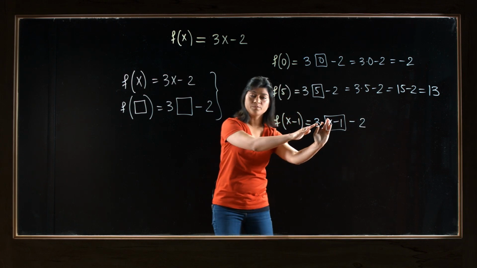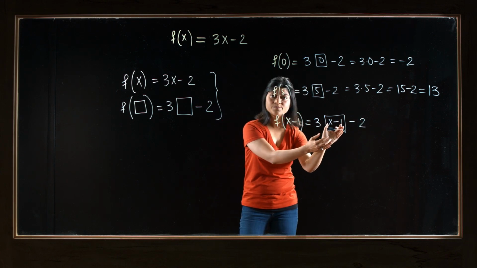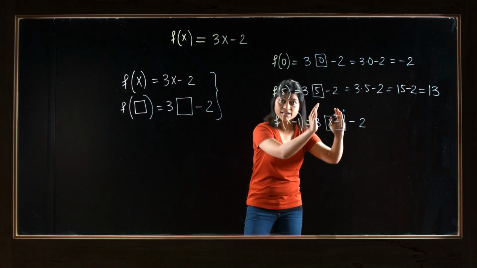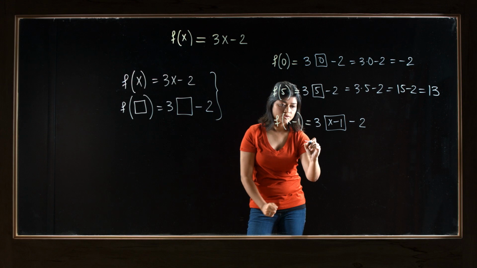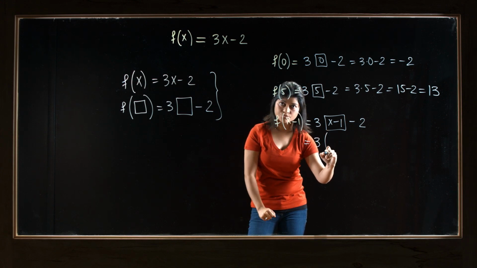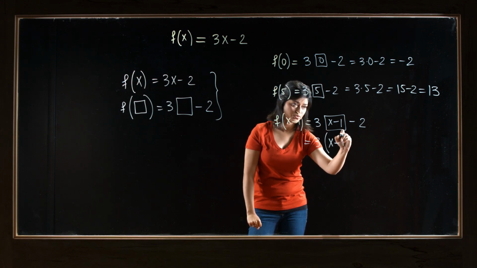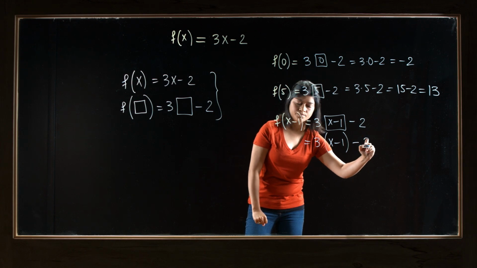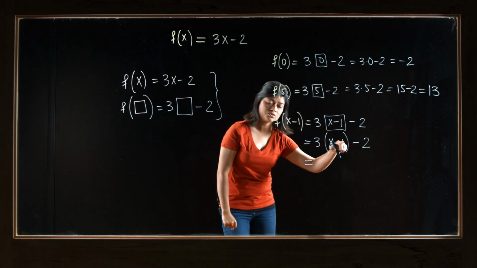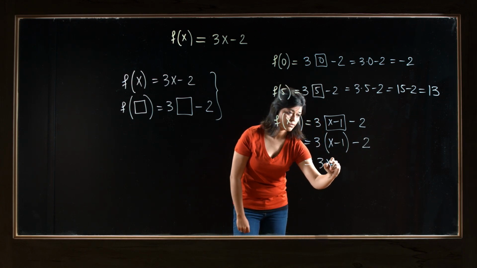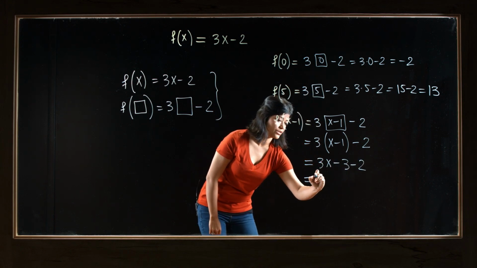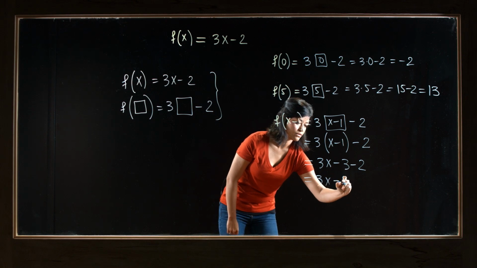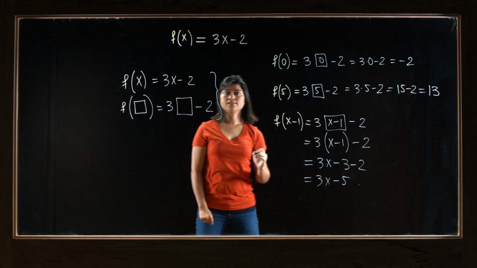Now this is where you have to be very careful, right? This x minus 1, the entire thing is multiplied by 3. So remember that. This is 3 times x minus 1 minus 2. And distribute the 3. You get 3x minus 3. And then you still have minus 2. So you get 3x minus 5. And that's the answer.